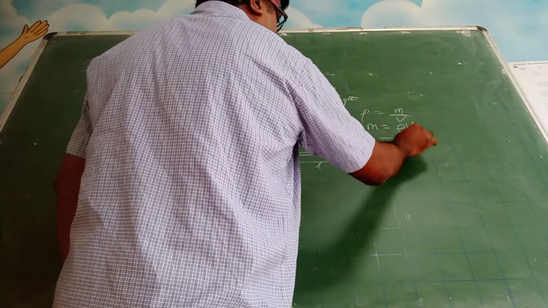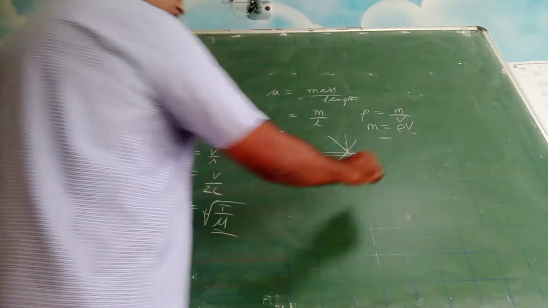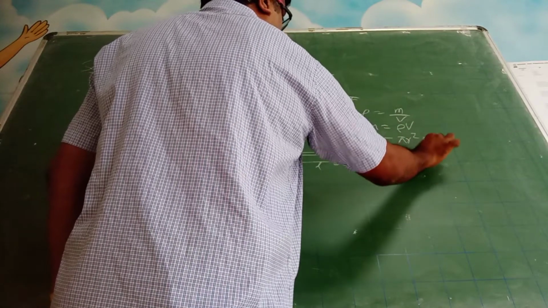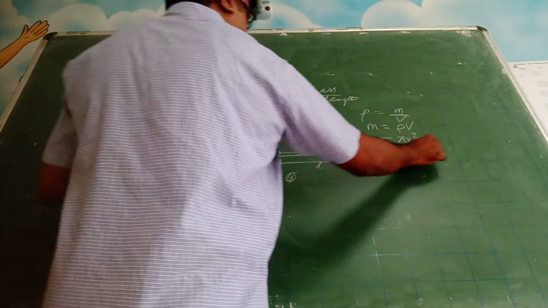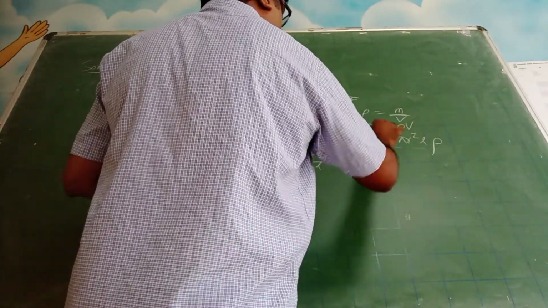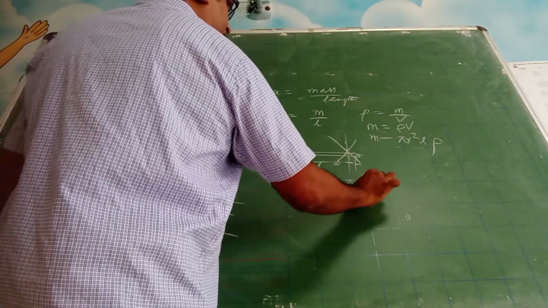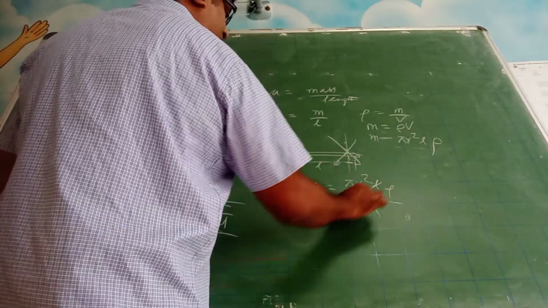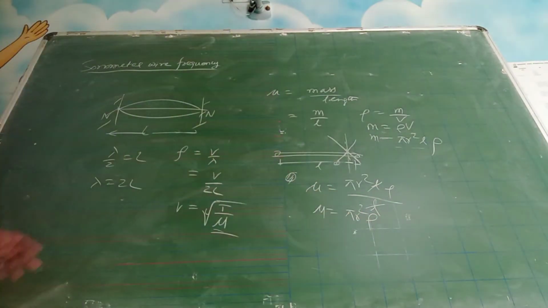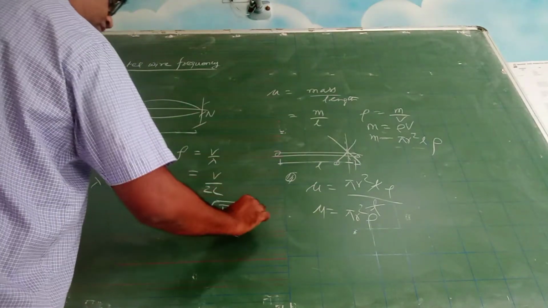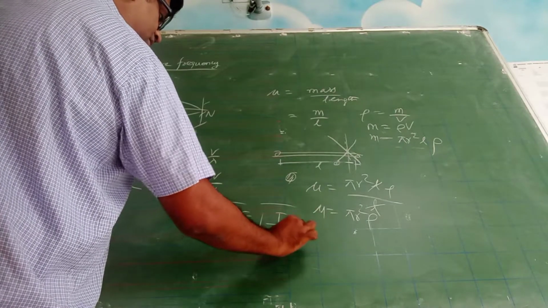So let us write that. Let us say the radius of the wire is r, so area of cross section is pi r square, into length. It's like a very thin cylinder. Pi r square L is the volume, into rho, this is your mass. So your mu becomes pi r square L rho by L. L cancels. You are left with pi r square rho. So V is equal to root over T divided by pi r square rho.